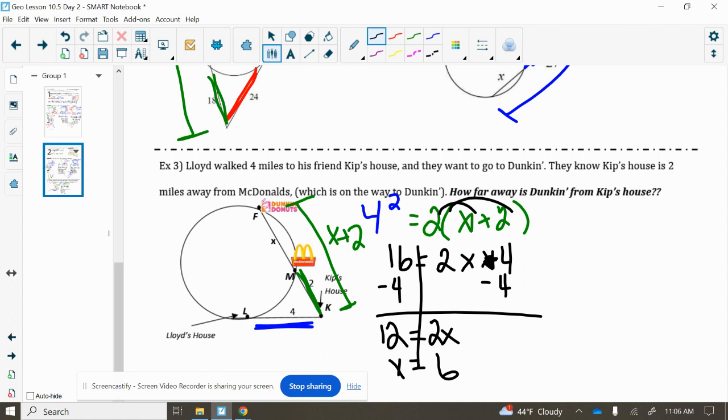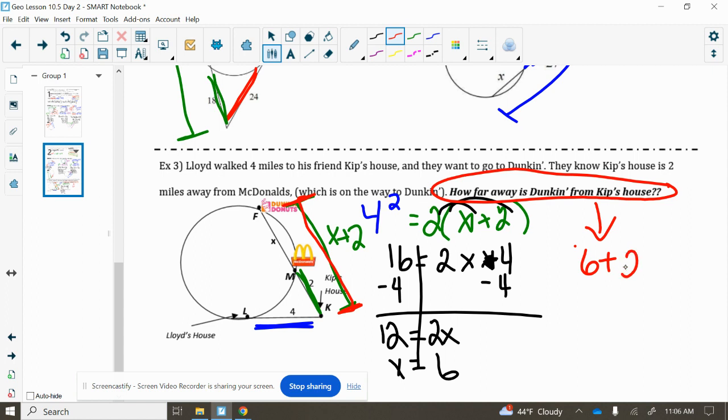So when the question is asking us for how far is Dunkin' from Kip's house, that's this whole distance, x plus 2. So to answer this question, we're going to take our x plus the 2, and we know that it's a total of 8 miles from Kip's house. So a long walk for that one.